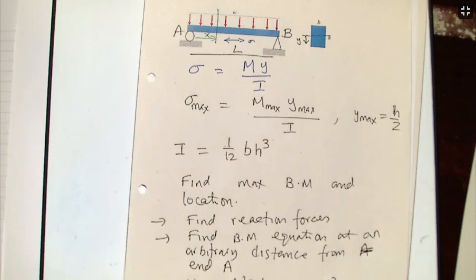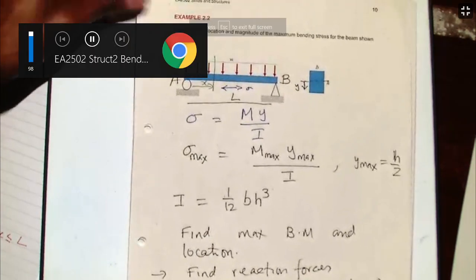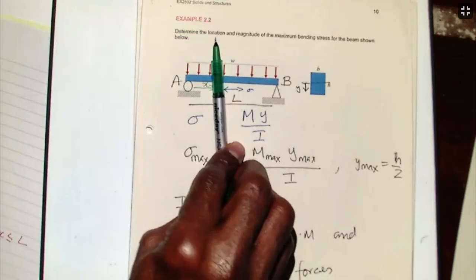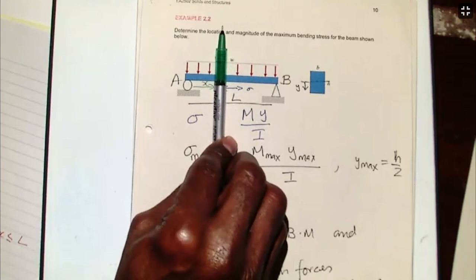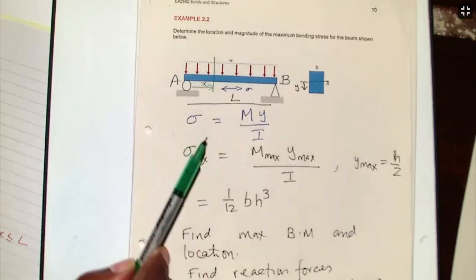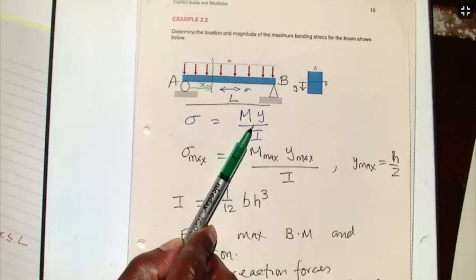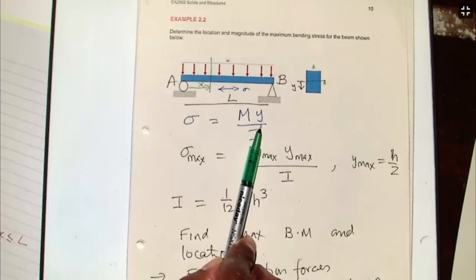I was going to show how to find the second moment of area, but I will do that later. If you are interested in finding the bending stress at a particular distance x, it could be 1 millimeter or 1 meter, then you need to know what the bending moment is at that particular point, because this is the bending stress due to an applied bending moment at a given distance from the neutral axis.